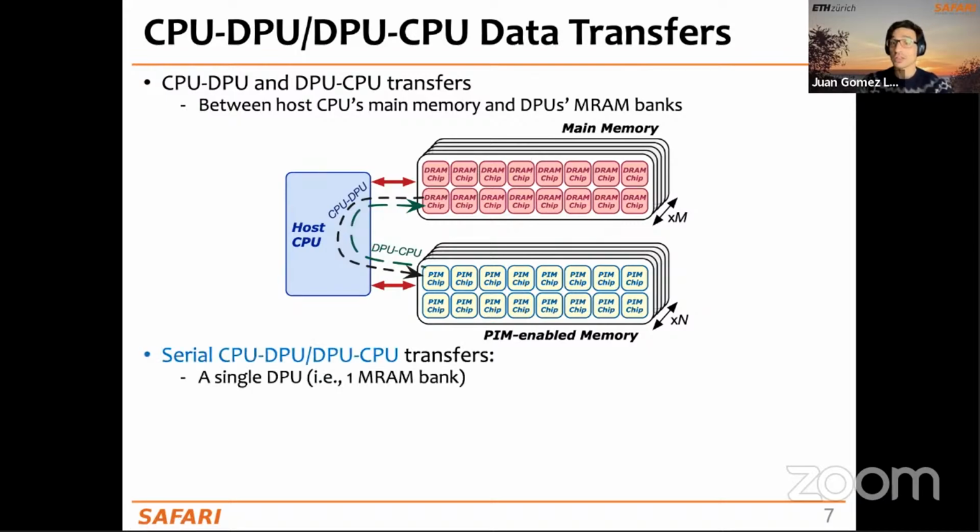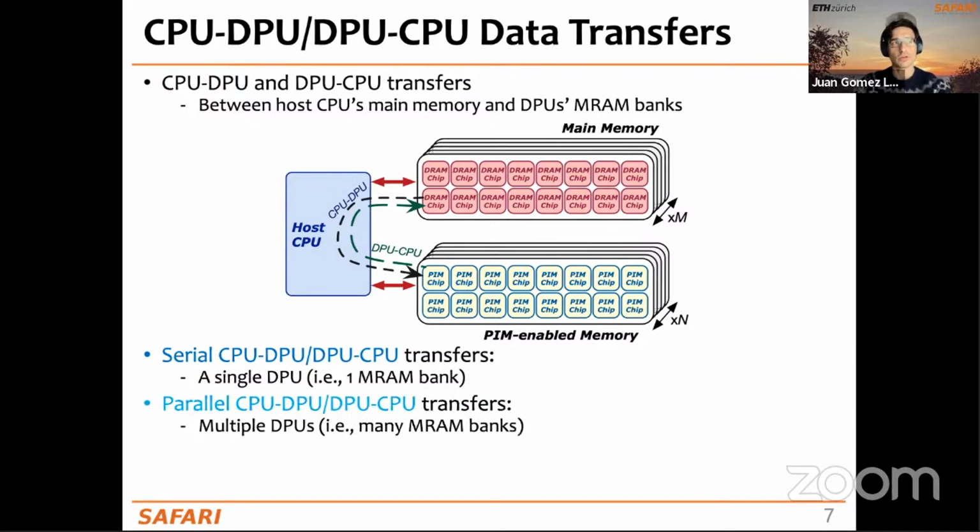Remember as well that there are three different types of transfers. Serial transfers, either CPU-DPU or DPU-CPU. In this case, we target a single DPU or a single MRAM bank. So this means that if we issue multiple serial transfers to multiple DPUs, these all will be serialized. So the transfer time will increase.